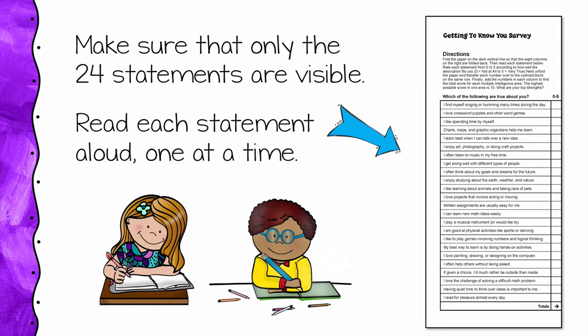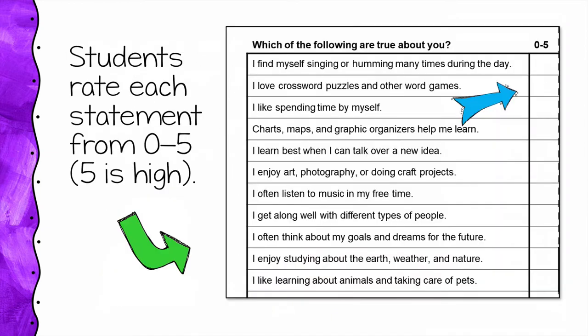So what they did is they rated each statement from 0 to 5, with 5 being high, according to which of the following are true about you. So for example, I find myself singing or humming many times during the day. Well, that's actually not true for me, so I would put a 1. I love crossword puzzles and other word games, and I do, so 4. And anyways, just go down 0 to 5. You're rating all of the areas. There's 24 statements. So that's what the kids do.